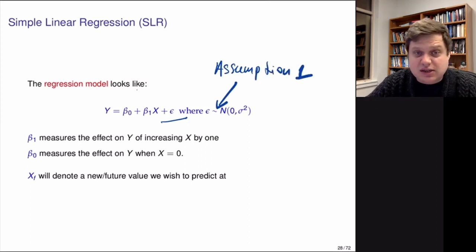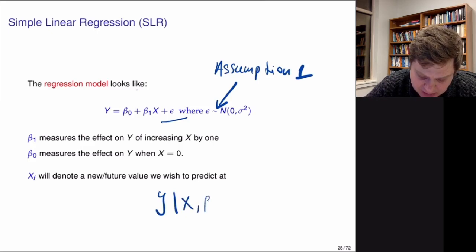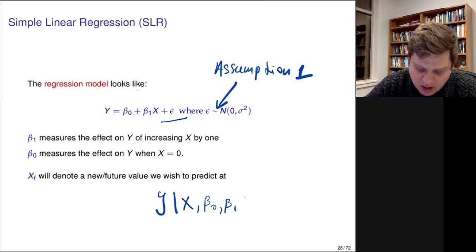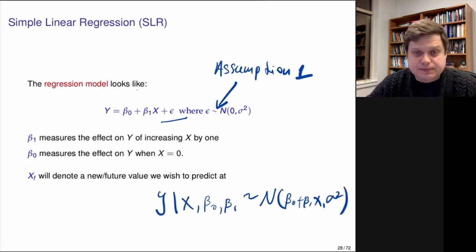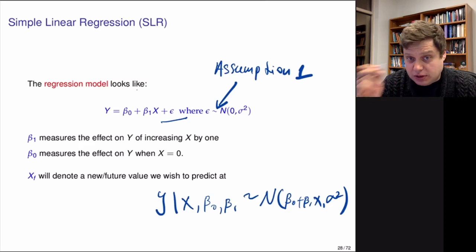Assumption number 1 says that y's follow normal distribution. Another way to write it, we say y given x, beta 0 and beta 1. So if you know x, beta 0 and beta 1, then y will follow normal distribution centered at beta 0 plus beta 1x and standard deviation sigma. So here we say that for each given x, y follows the normal distribution, the mean of the distribution given by the point on the line.